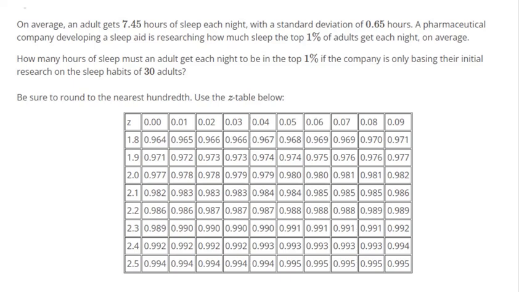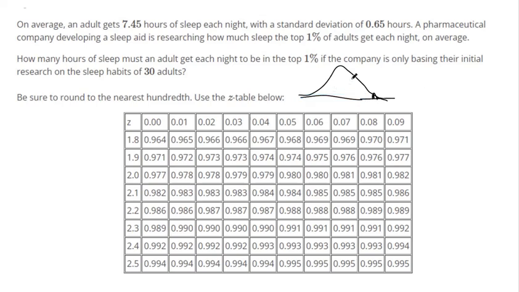We're told that we want a certain number of hours of sleep to be in the top 1%. So in the normal distribution, that means we just want a sliver of this tail over to the right. We want the top 1% over here.